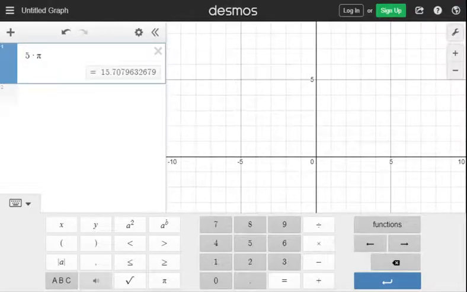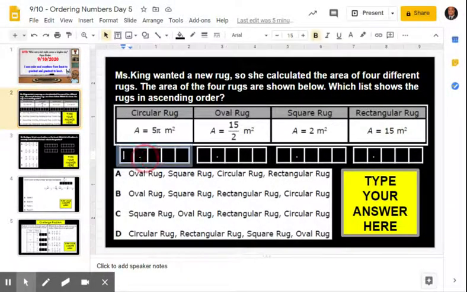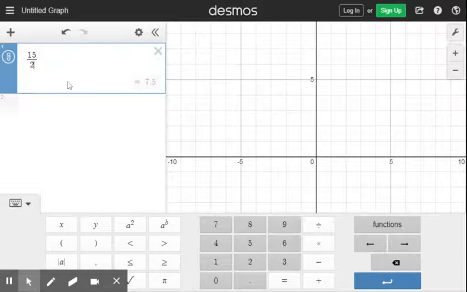So, I'm going to go back over here. This first circular rug was 15.707, so I'm going to type in a 1, tab over, and replace that with 15.707. Alright, now I'm going to do the same for 15 over 2. I go back to my calculator, and I'm going to type in 15 divided by 2. So 15 divided by 2, that's a fraction. 15 over 2, which is 7.5.